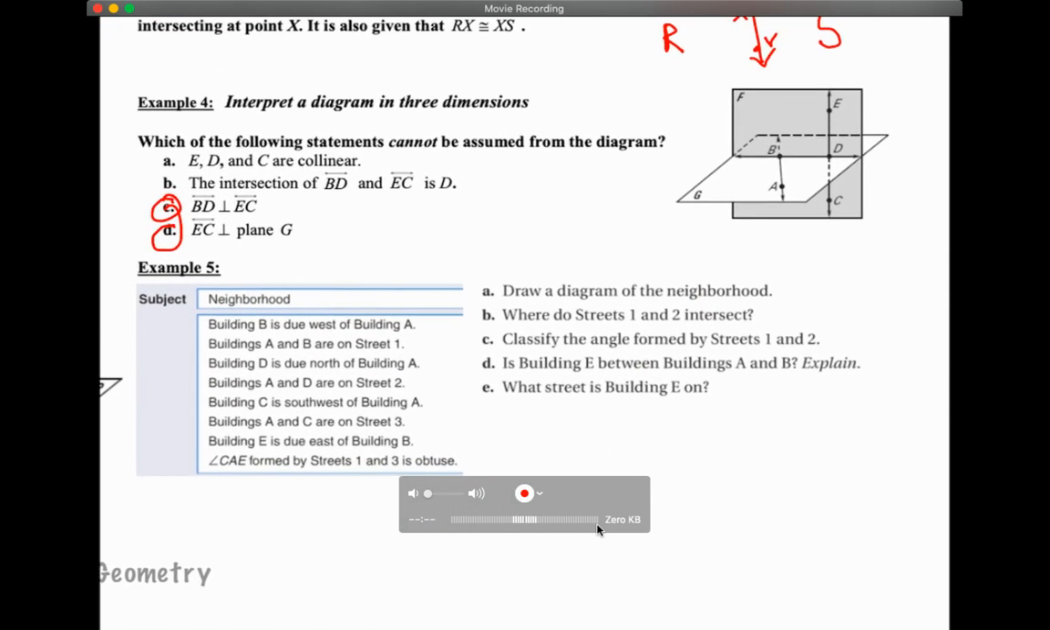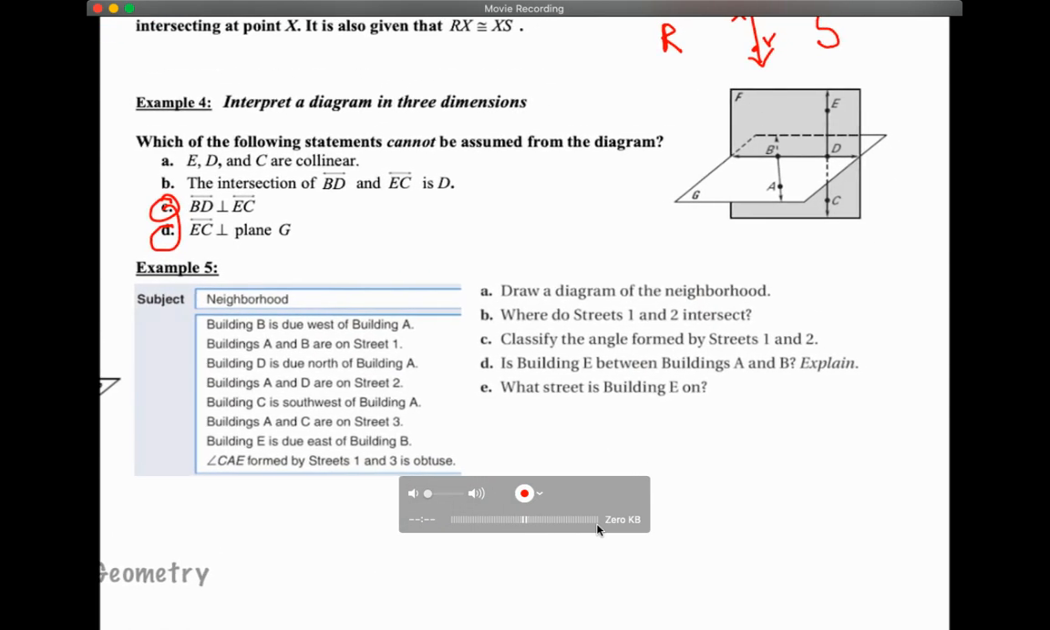Okay, so example 5, I'm going to let you try that on your own, and you can check your answers in the key. It's kind of a challenge problem, but I will give you the answer key on Google Classroom. So give that a shot, see if you can draw that out. And that is it for section 2.4. See you next time.